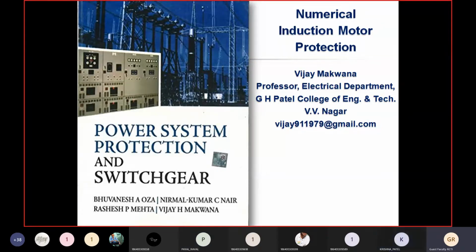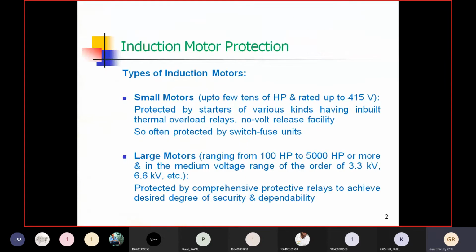So as Krishna madam has told, today I am going to talk about numerical induction motor protection. On the left side you can see the cover page of the book from which I have covered today's session. So now, induction motor protection.